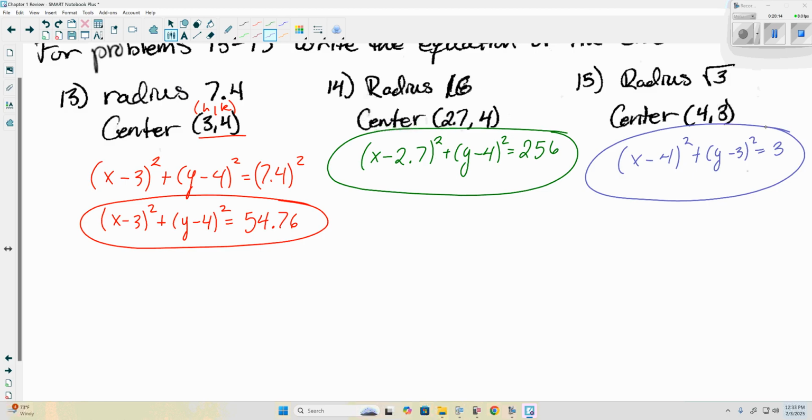The only thing we'd have different is if the center had negatives, because if it was negative 3, our x minus negative 3 or y minus negative 3 would make it y plus 3. Negative, negative makes it positive. And that's it. And our square root squared, the square root and square will cancel.